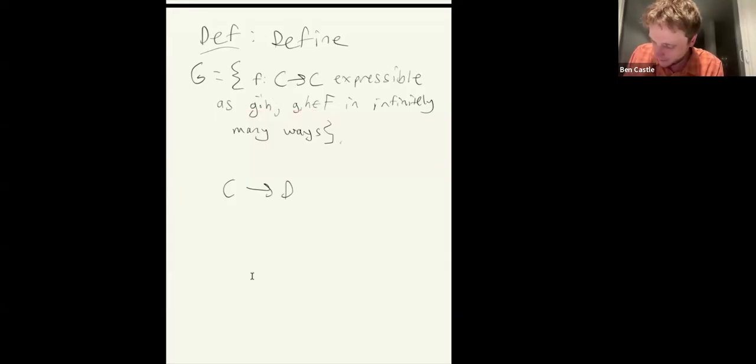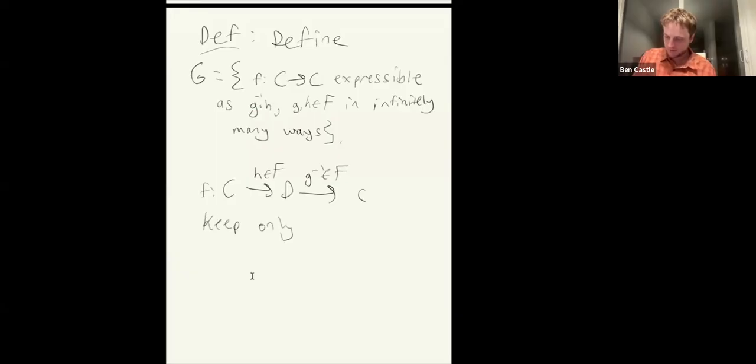So start from C, go to D by some map in our family, go back to C by another map in our family. Okay. And you get a morphism from C to C, but only keep only those F having infinitely many such expressions.